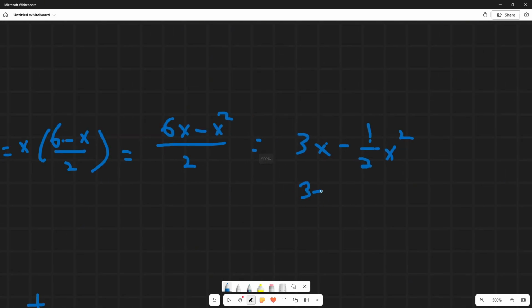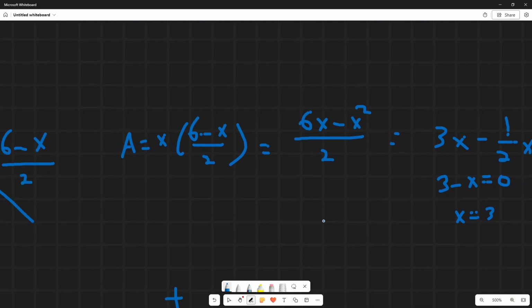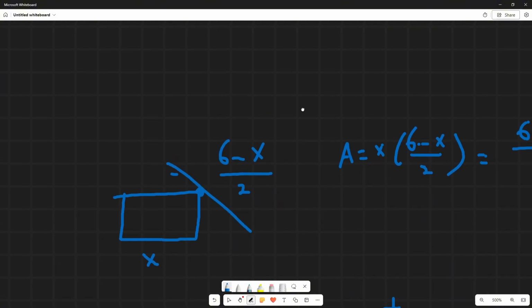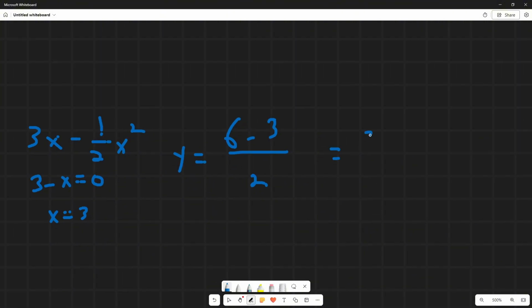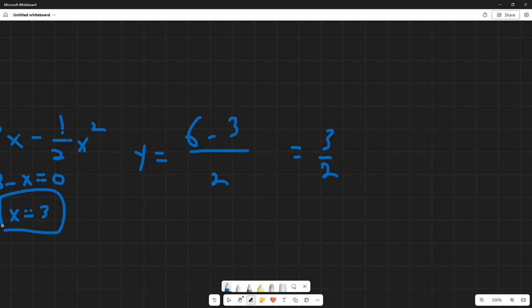So I'm going to get 3 minus x equals 0. Immediately I can see that x is going to be 3. So the largest length we're going to have is 3. Now we got to find our width. In order to do that, we're just going to plug in 3 back into our original equation, 6 minus x over 2. So if we do 6 minus 3 over 2, and it's y equals, this represents our width. This just equals 3 over 2. Therefore, our length must be 3, and then our width must be 3 over 2.